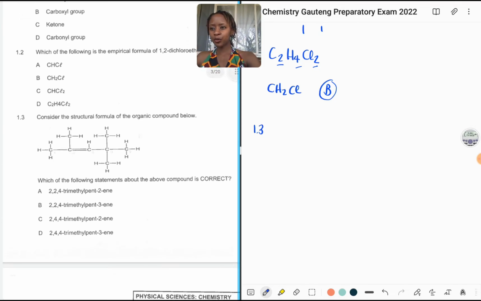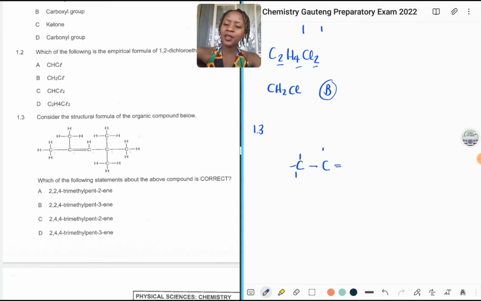Consider the structural formula of the organic compound below. I'm going to redraw it. You have your first carbon, then your second carbon, which is double bonded. Then you have your methyl group, and it's double bonded to another carbon. And then you have this carbon that has a methyl group. Firstly, we need to check the longest carbon chain before we say it's a methyl group.